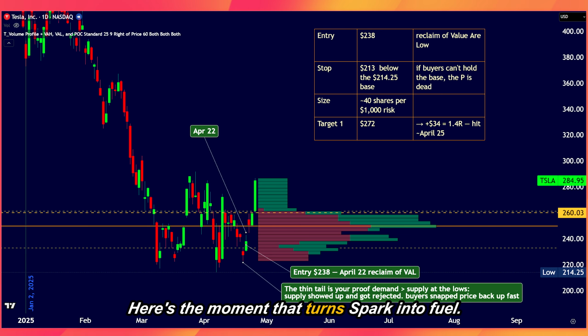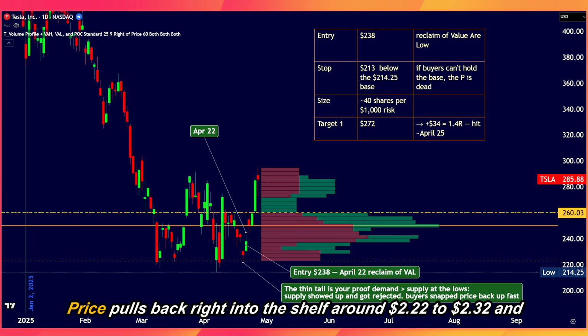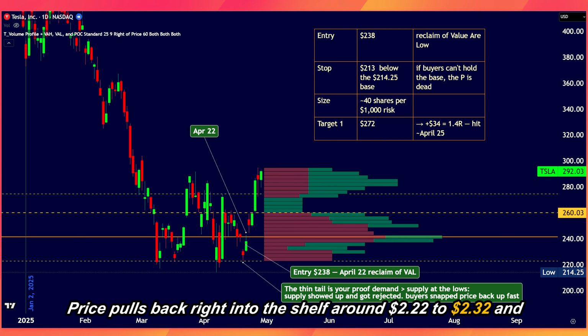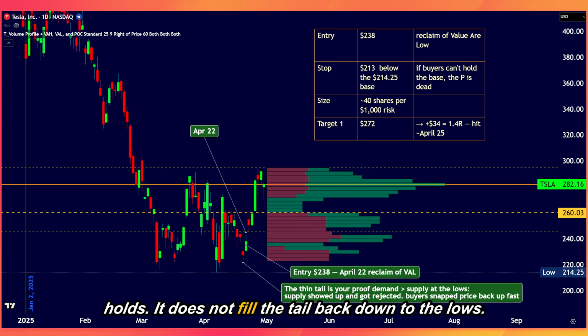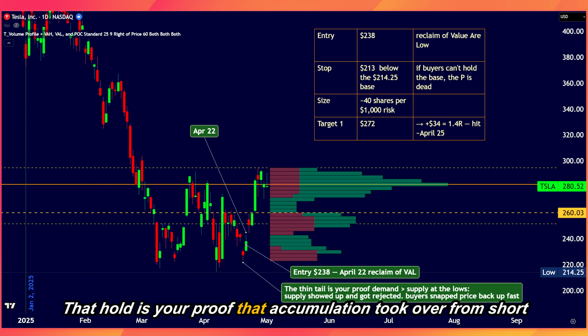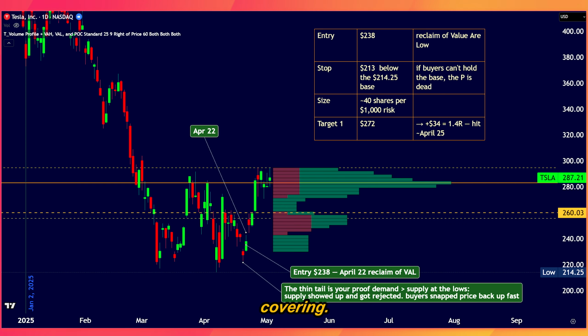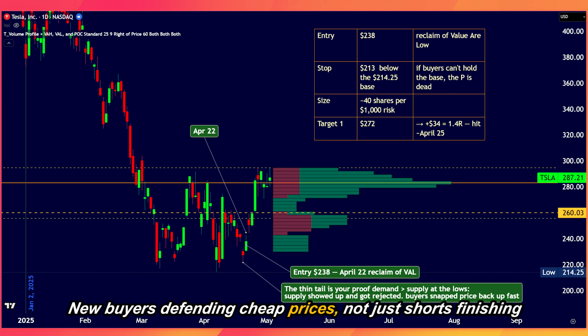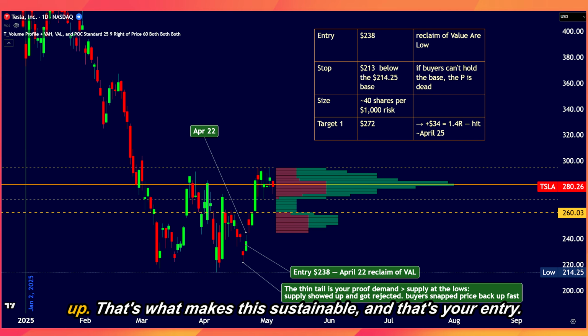Here's the moment that turns spark into fuel. Price pulls back right into the shelf around 222 to 232 and holds. It does not fill the tail back down to the lows. That hold is your proof that accumulation took over from short covering. New buyers defending cheap prices, not just shorts finishing up. That's what makes this sustainable, and that's your entry.